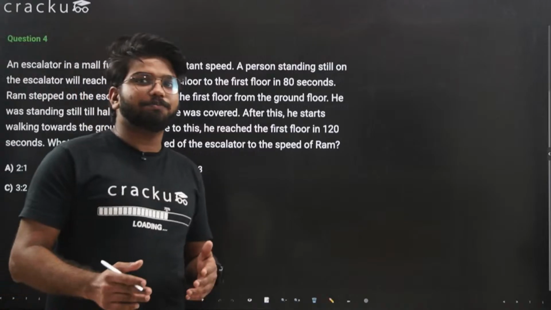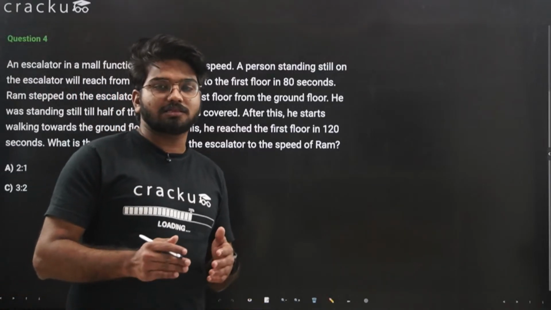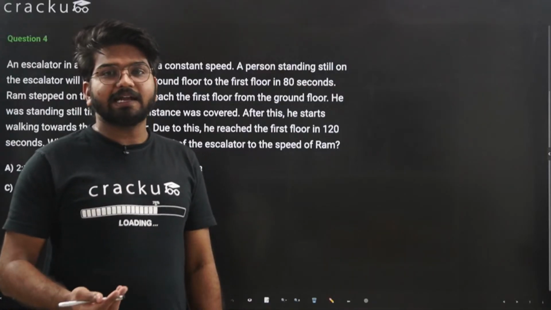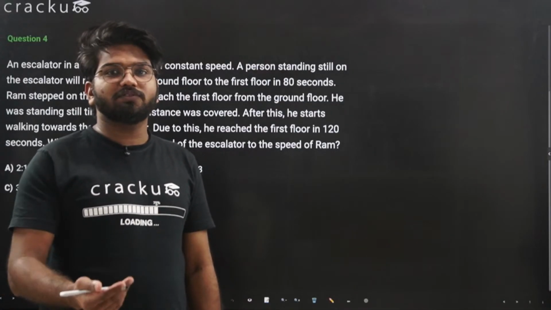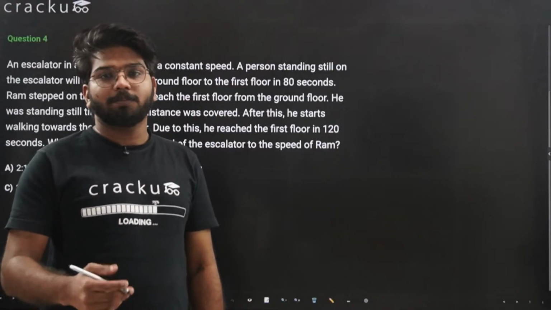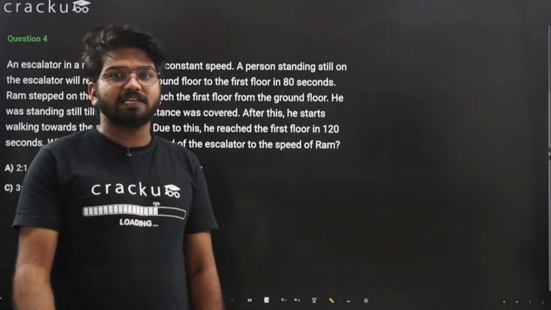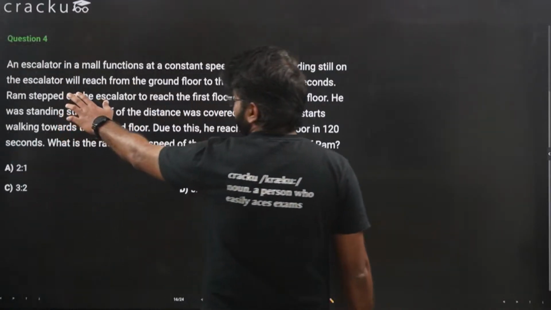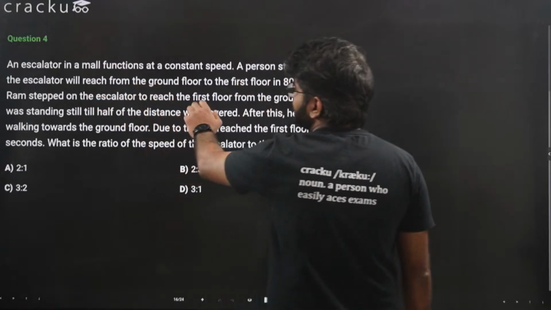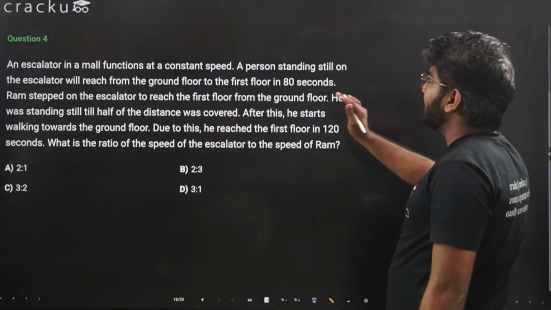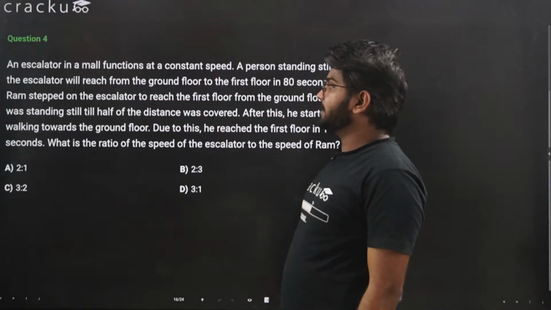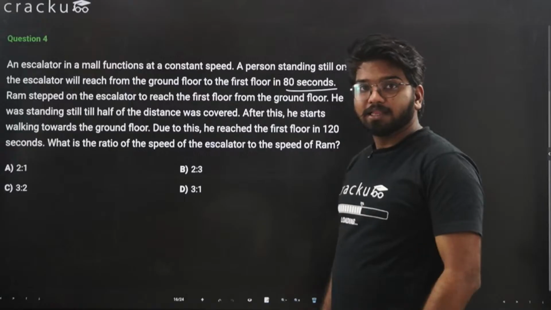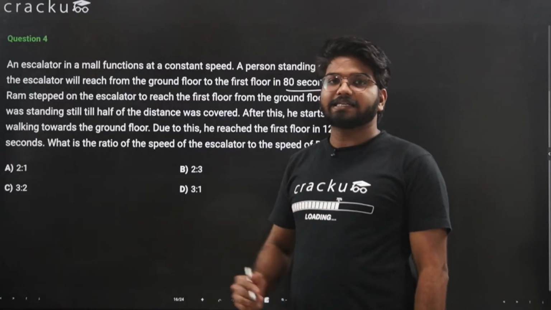Understand that if the person is standing still, then only the escalator is moving. So at that point the speed of the person will be equal to the speed of the escalator only, because the person is not moving. In this case it says that an escalator in a mall functions at a constant speed. A person standing still on the escalator will reach from the ground floor to the top floor in 80 seconds.